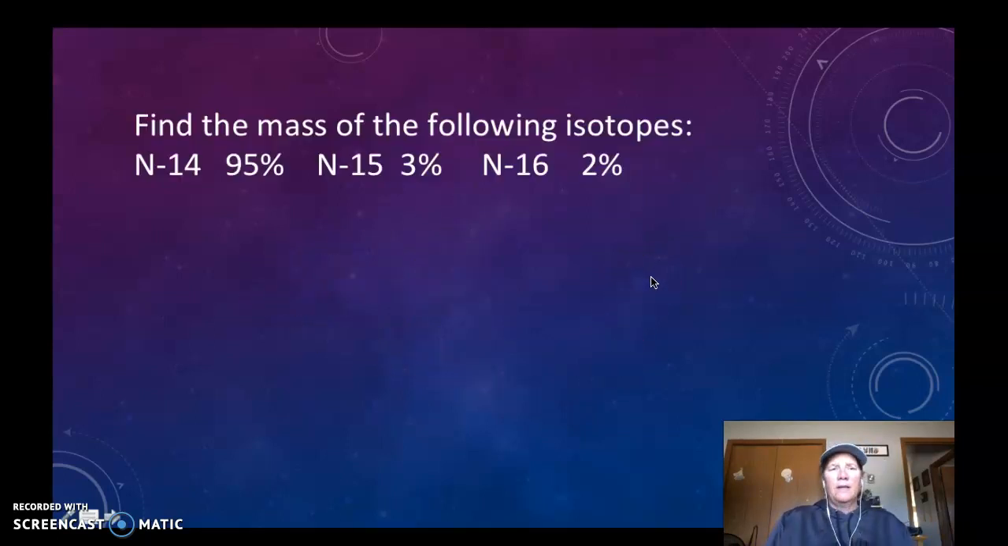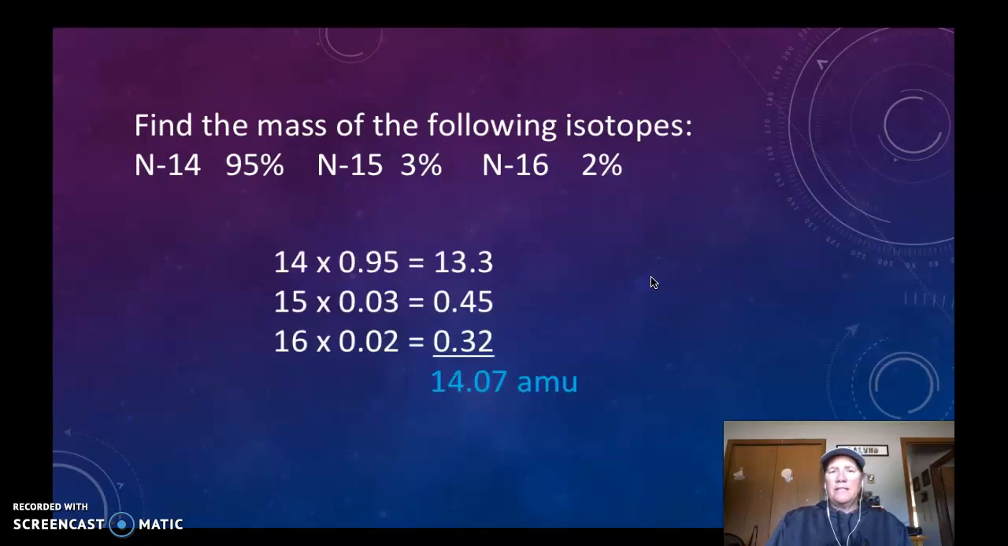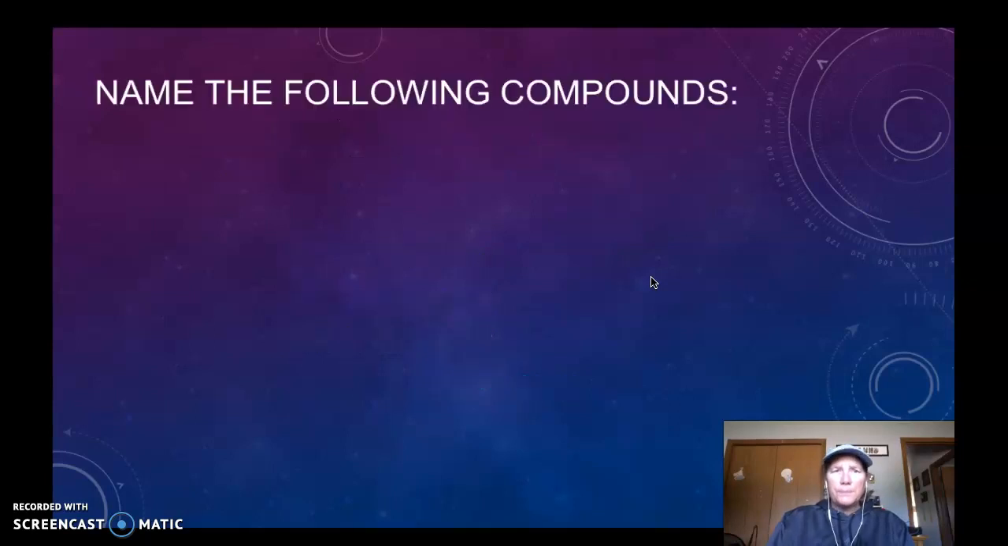Okay, all right, and here's another one, same kind of deal. So you can go back and check on that, but it's how you find the mass of the isotopes. Okay, name the following. We spent a lot of time on this, and it's really important, you guys, because you gotta know how to name compounds.